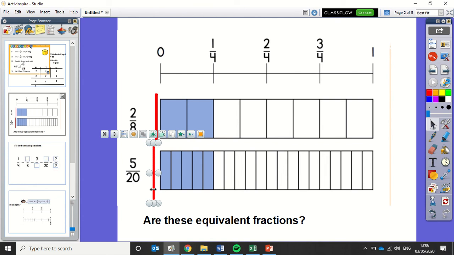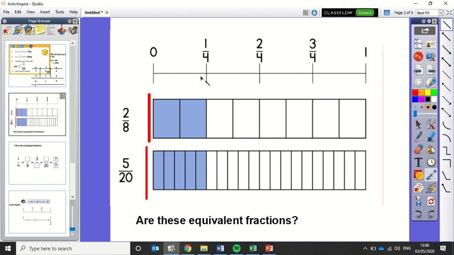Now, same thing again. If it's equivalent to a quarter, it will take up the same amount of space. So quarters here, go straight through, and yep, there we have it. 5/20 is equivalent to 1/4. So are these equivalent fractions? Yes, they are.